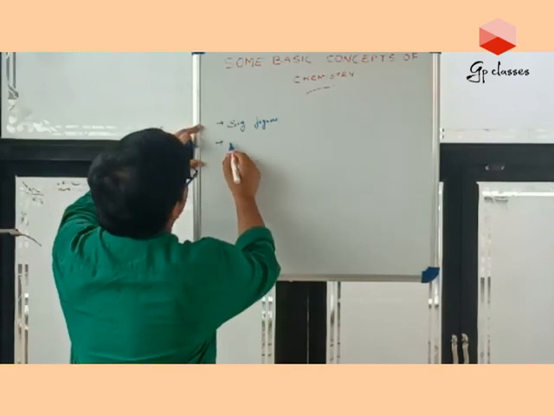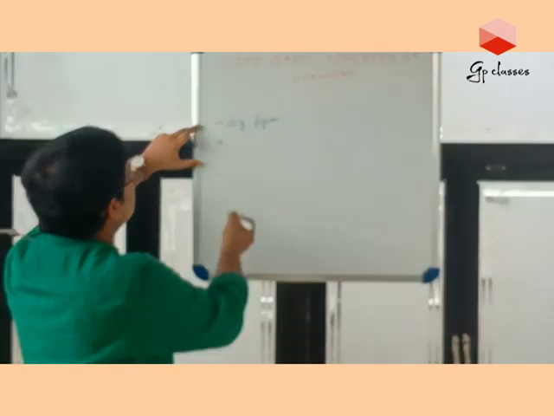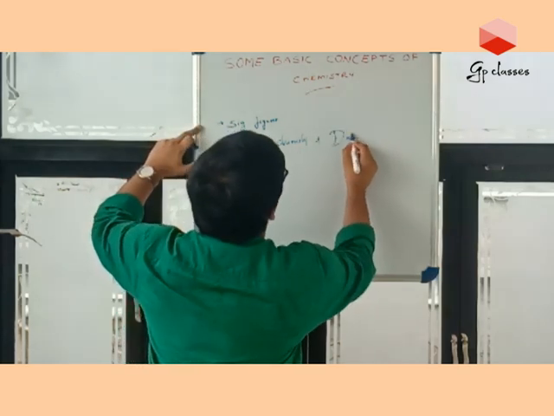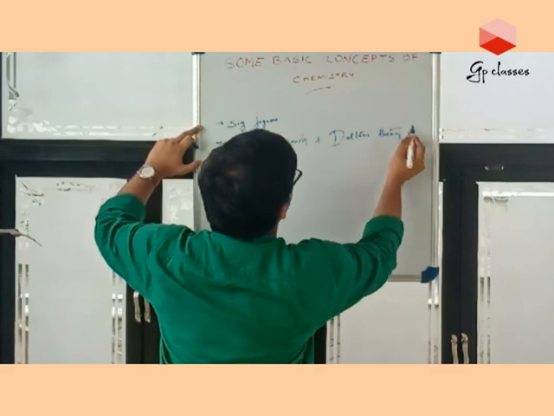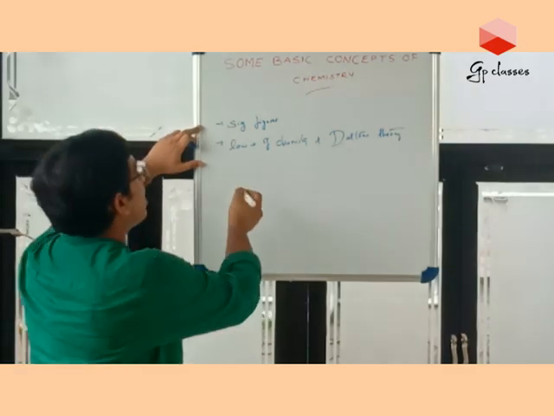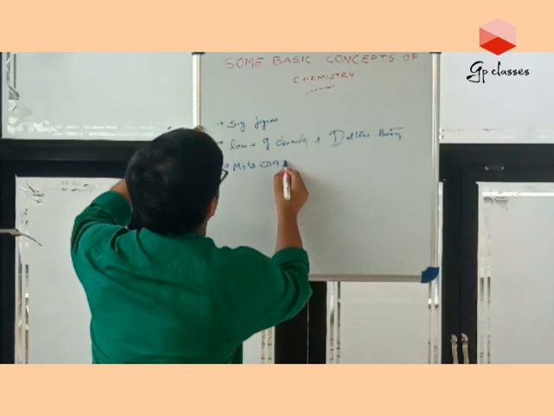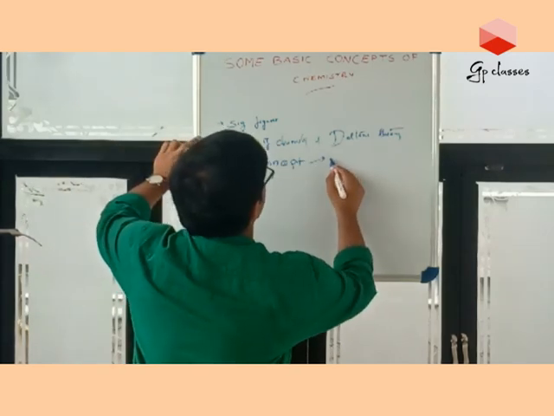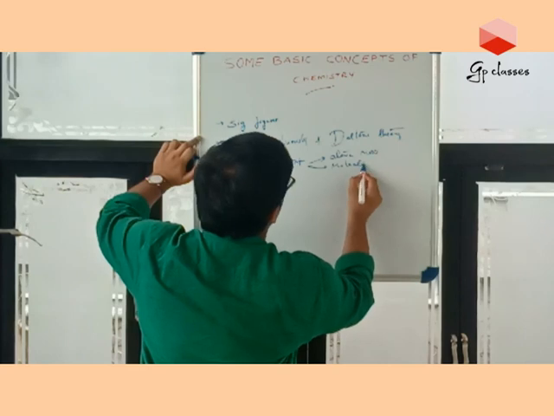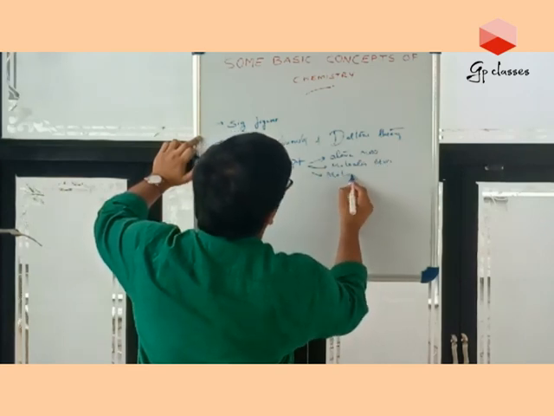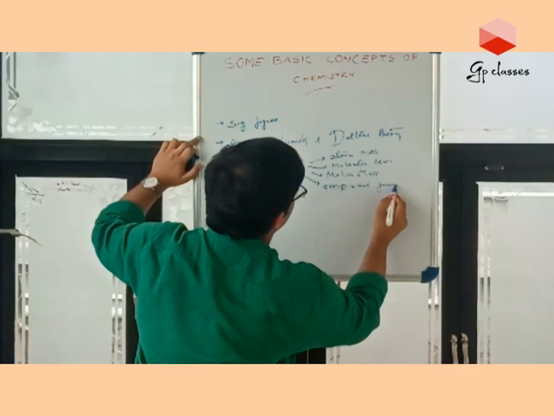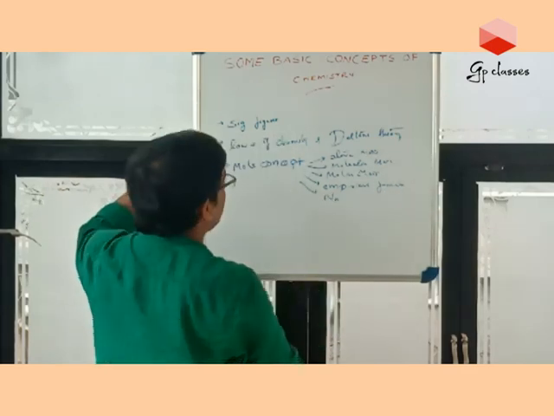In the second part, we will discuss some of the fundamental laws of chemistry, that is, laws of chemistry and Dalton's theory. The third part is the most important one, in which we will discuss the mole concept, which further includes calculation of atomic mass, molecular mass, molar mass, empirical formula, Avogadro number, and a lot more.